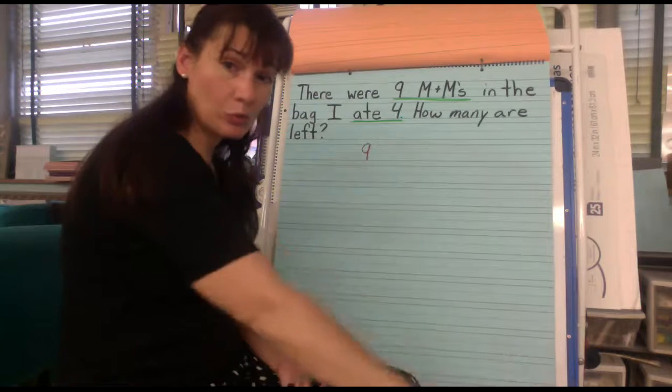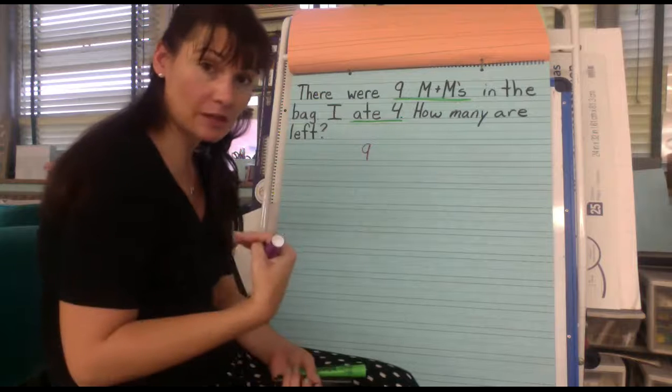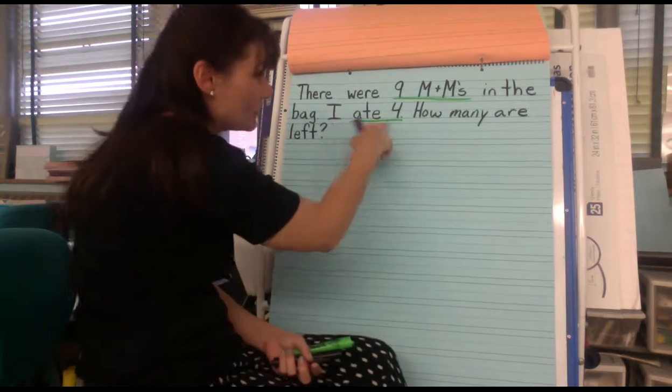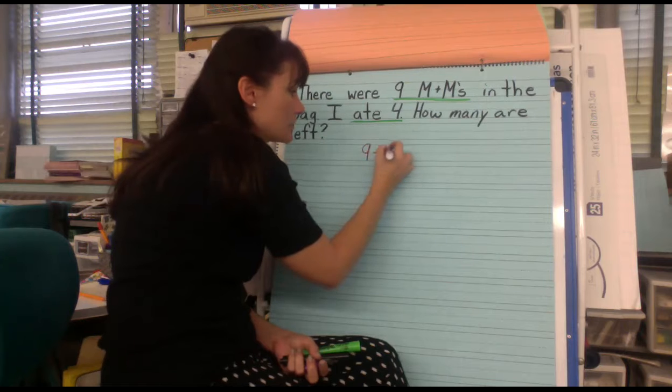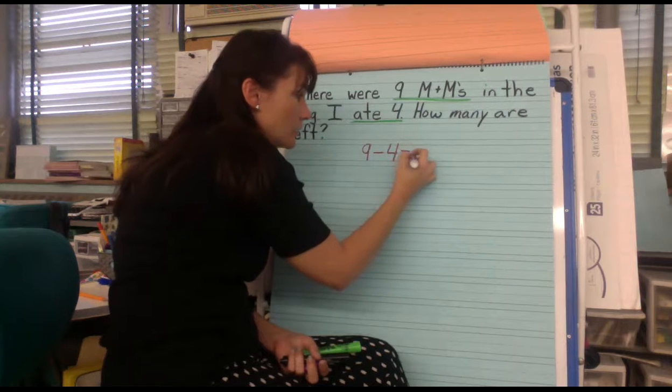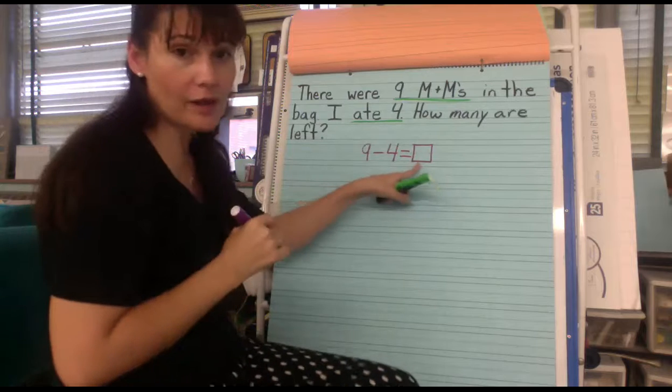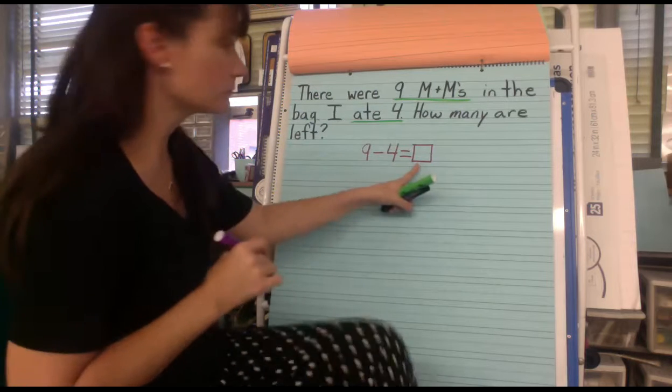Am I putting more M&Ms or am I taking away M&Ms? You're right, I'm taking away because I ate 4 of them. So 9 minus 4 equals box, because that's what I need to figure out. I need to figure out how many are left.